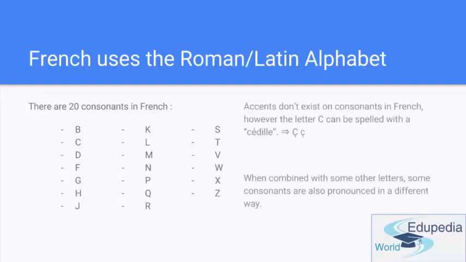Accents don't exist on consonants in French, so you don't have to worry about those. However, the letter C can be spelled with what we call a cédille. So it's written like this, cédille. In a future lecture, we will learn more in depth about the cédille and about consonants. When combined with some other letters, some consonants are also pronounced in a different way, which again we will cover in a future lecture.